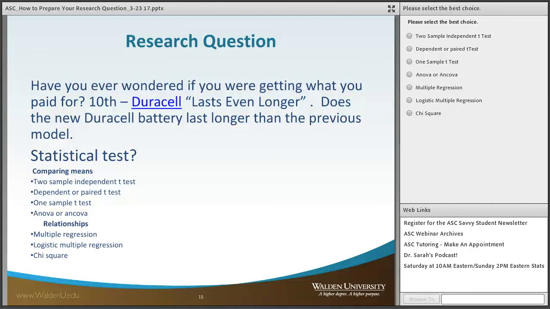So I've many of these. Is the amount of cream in the double creamed Oreos really double what we have in the single creamed Oreos? And again, we need to compare them to see if that's actually true. Or, Skittles said that we should get the same number of colors of the rainbow in each pack. So all of these are a relationship or comparing means.